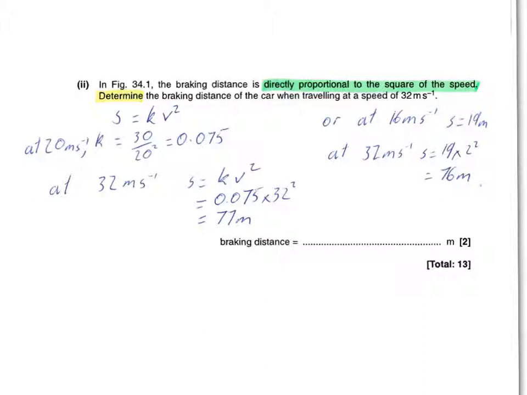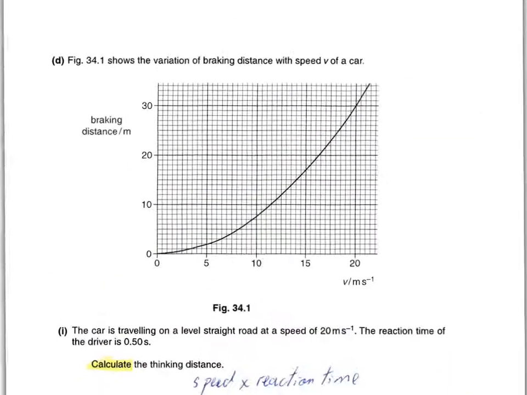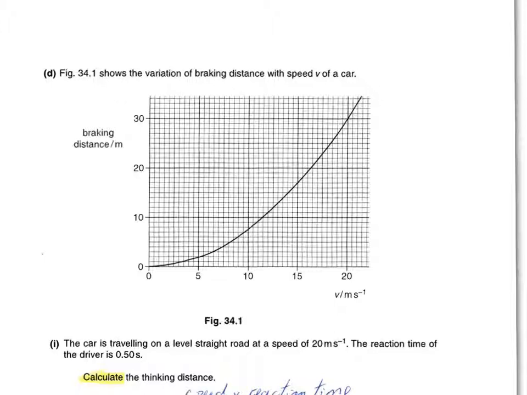So that's one approach, and it's always the case when you're doing proportionality that often one way of doing that is to work out the constant of proportionality. Another way is to look for simple multiples in the information, and we're asked for the braking distance at 32 meters per second. Obviously the problem is that the graph only went up to 20 meters per second, so I can't just read it from the graph.